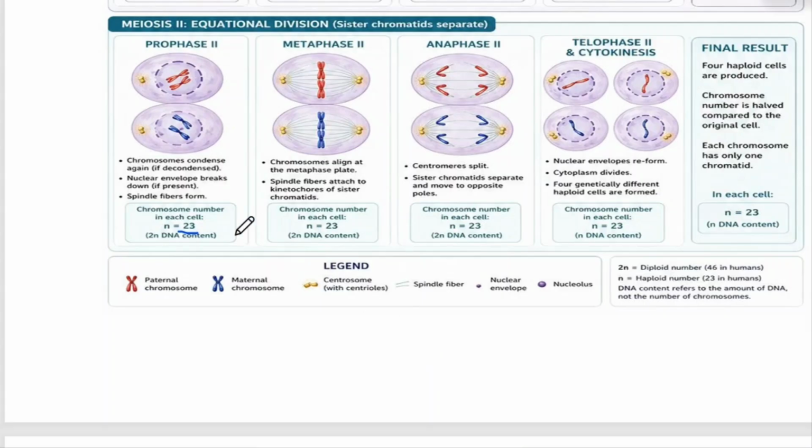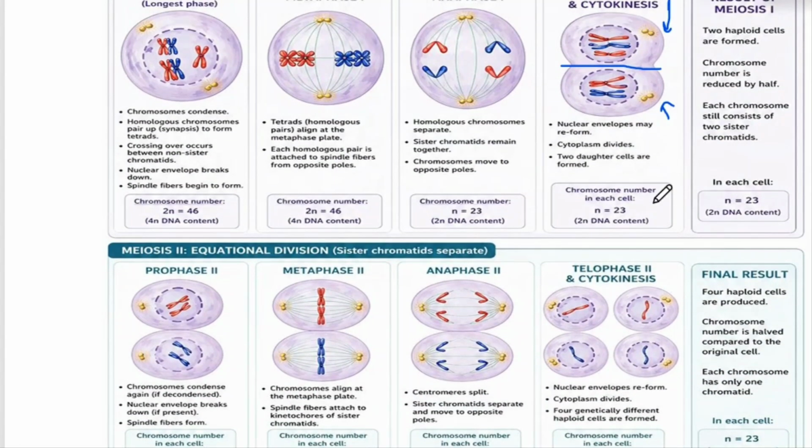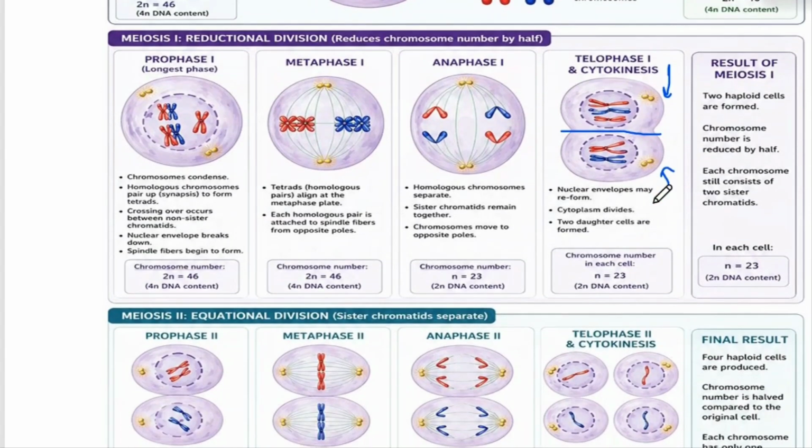Meiosis 2 is the equational division. Why is it called equational division? Because the chromosome number does not change. It's still 23 chromosomes. Here in telophase 1, each daughter cell contains 23 chromosomes.